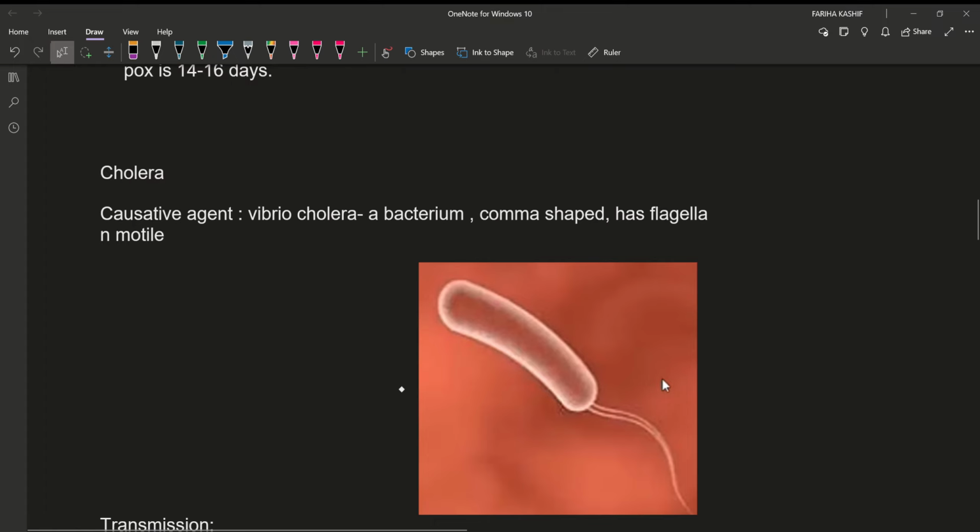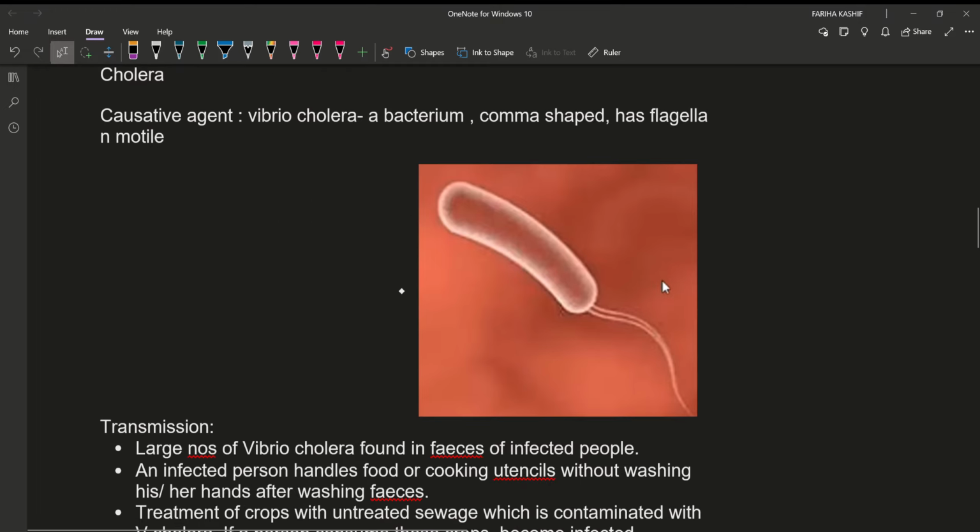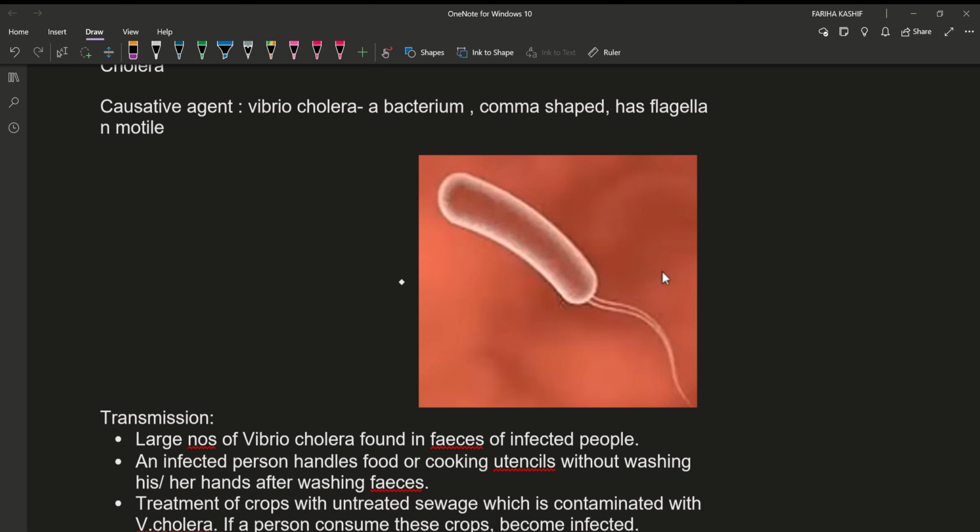What is cholera? Cholera is a disease caused by the pathogen Vibrio cholerae. Vibrio cholerae is a bacterium. What is its shape? It is a comma-shaped bacterium and it has a flagellum. Fine, the flagellum should be drawn with a double line.